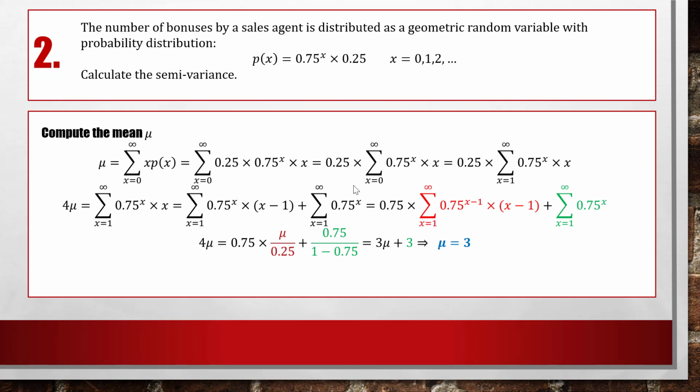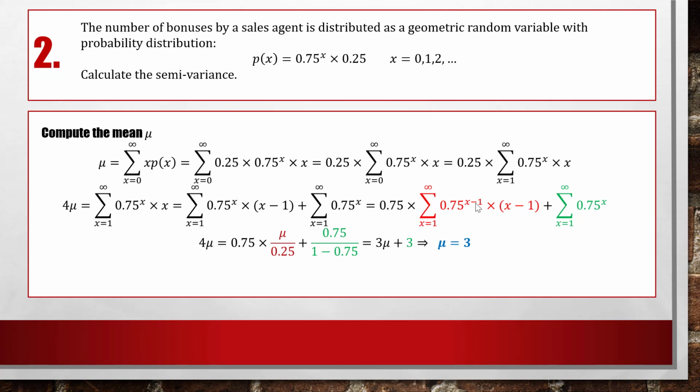For the first summation here, we can just try to make x minus 1 appear in the exponent in order to show up another mu. So let's do it one by one. The second summation here, I rewrite it as the green summation here. And the first summation here, I rewrite it as 0.75 times the rest of the summation. You see, by factoring out 0.75, the exponent x will be reduced to x minus 1. And now we are going to deal with these two summations, the red and the green.